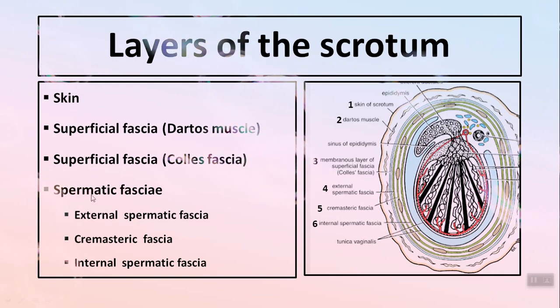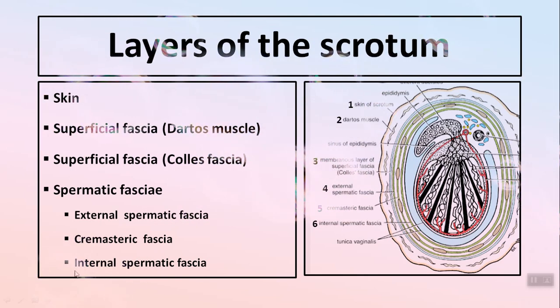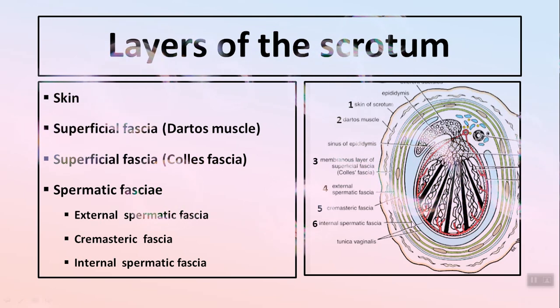Next, we have what we call the spermatic fascia. We have the external spermatic fascia, which is derived from the aponeurosis of external oblique, cremasteric fascia, which is derived from the internal oblique, and we have the internal spermatic fascia that is derived from the transversalis fascia.